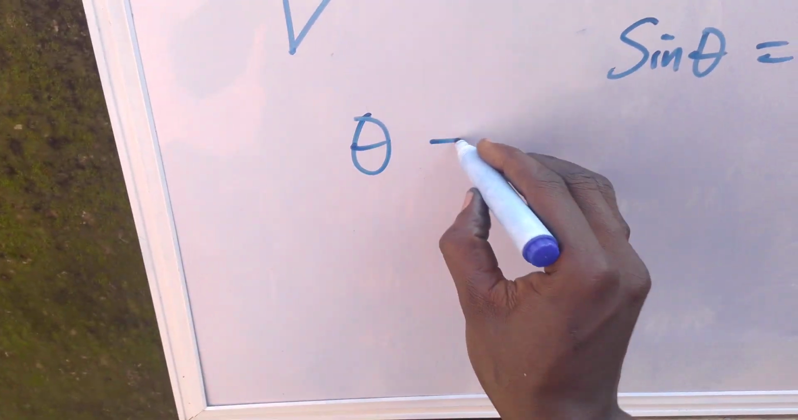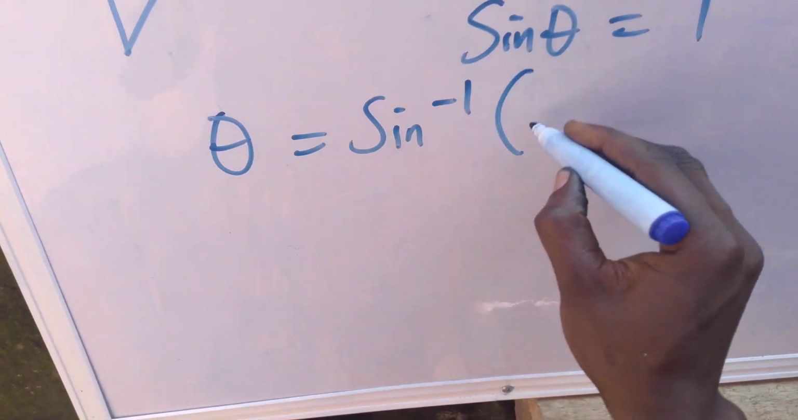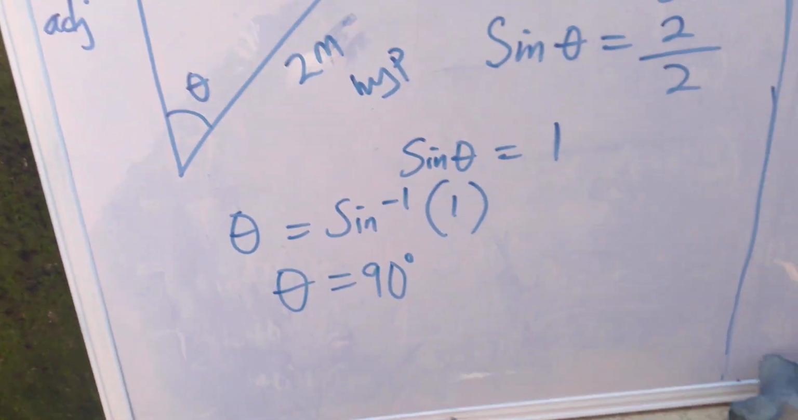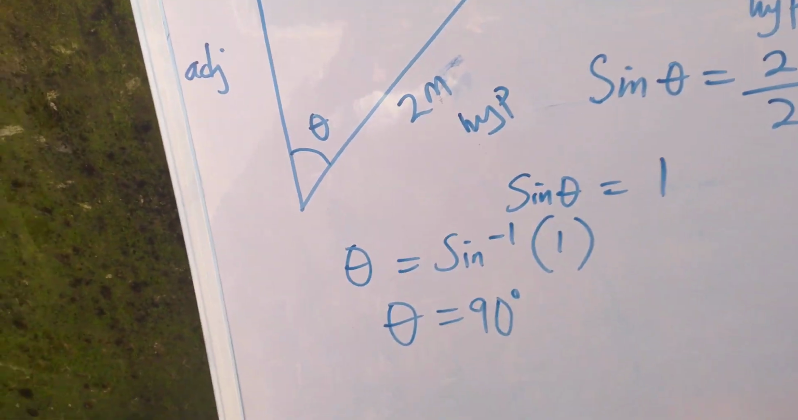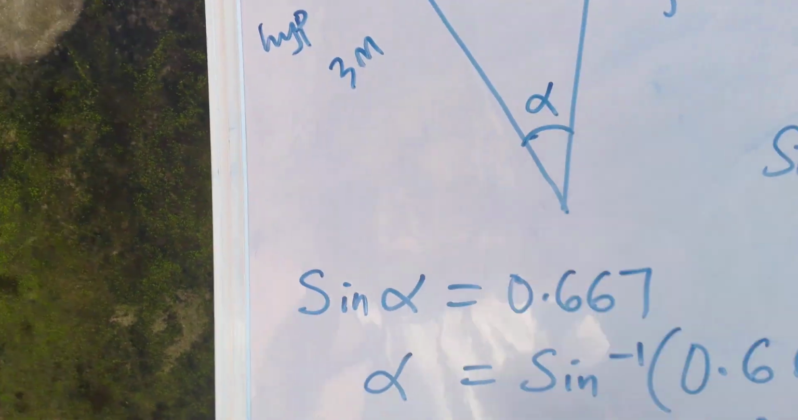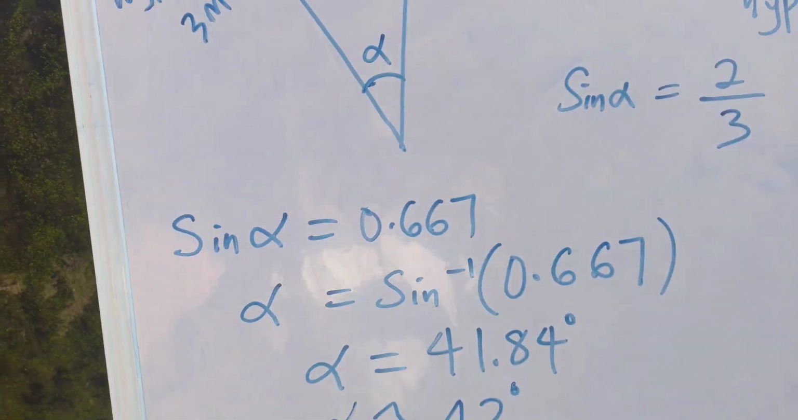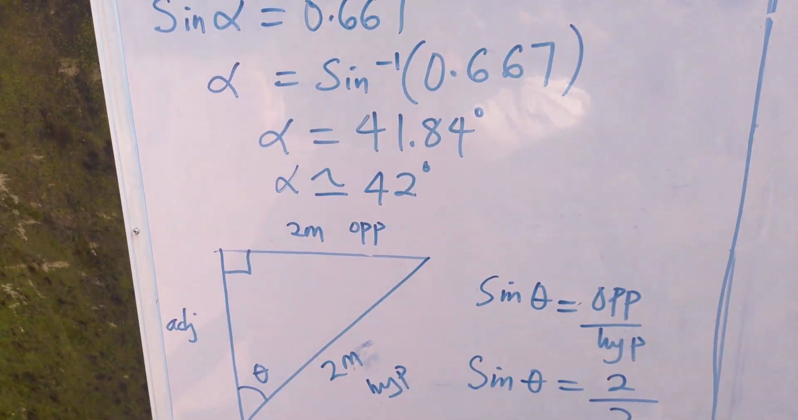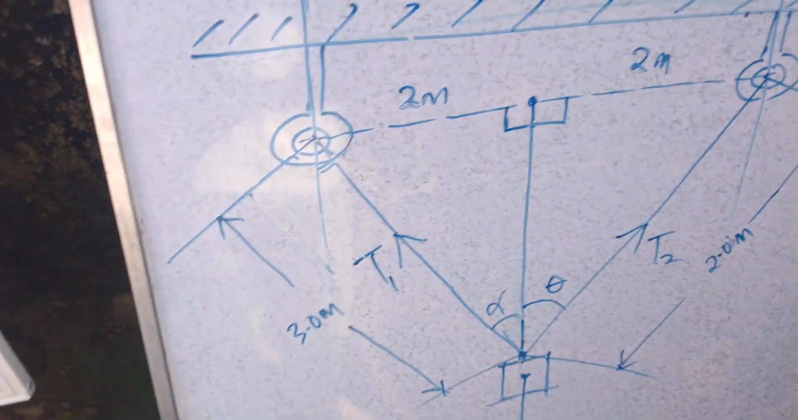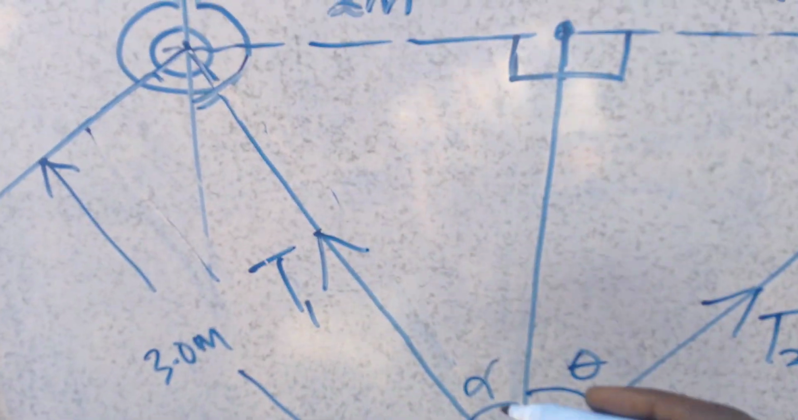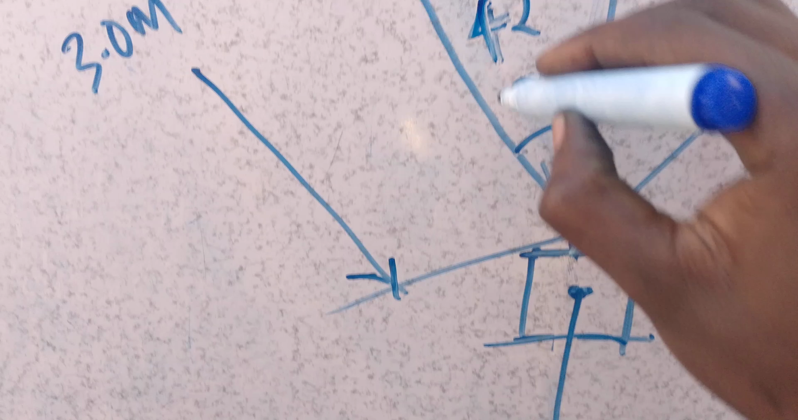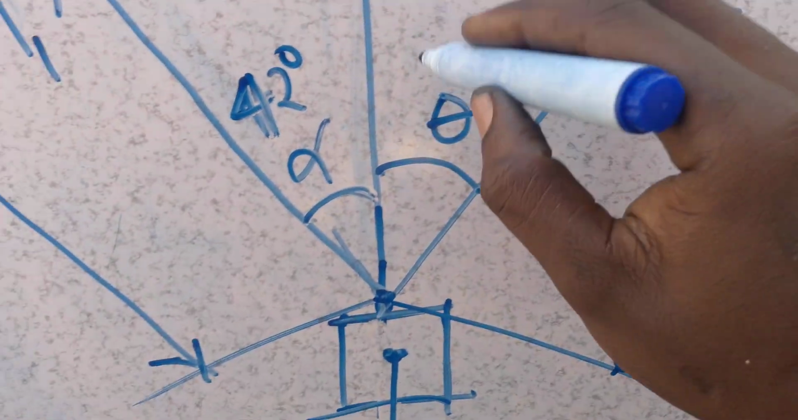And theta will be the sine inverse of 1, which means that theta is 90 degrees. So we have gotten these angles: here is 90, and we add here 42 degrees. This is 42 degrees, and we add here 90.